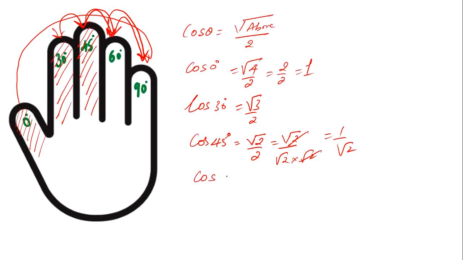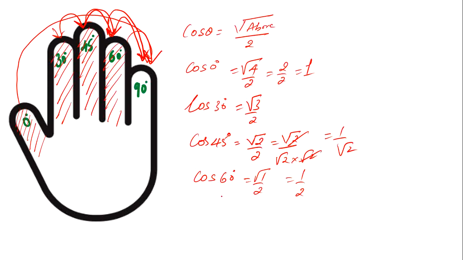Going for next, cos 60 degree. So for 60 degree you have to close the ring finger and check above the ring finger how many fingers you have. So there is only one finger. So it's root 1 by 2. That is 1 by 2 itself.